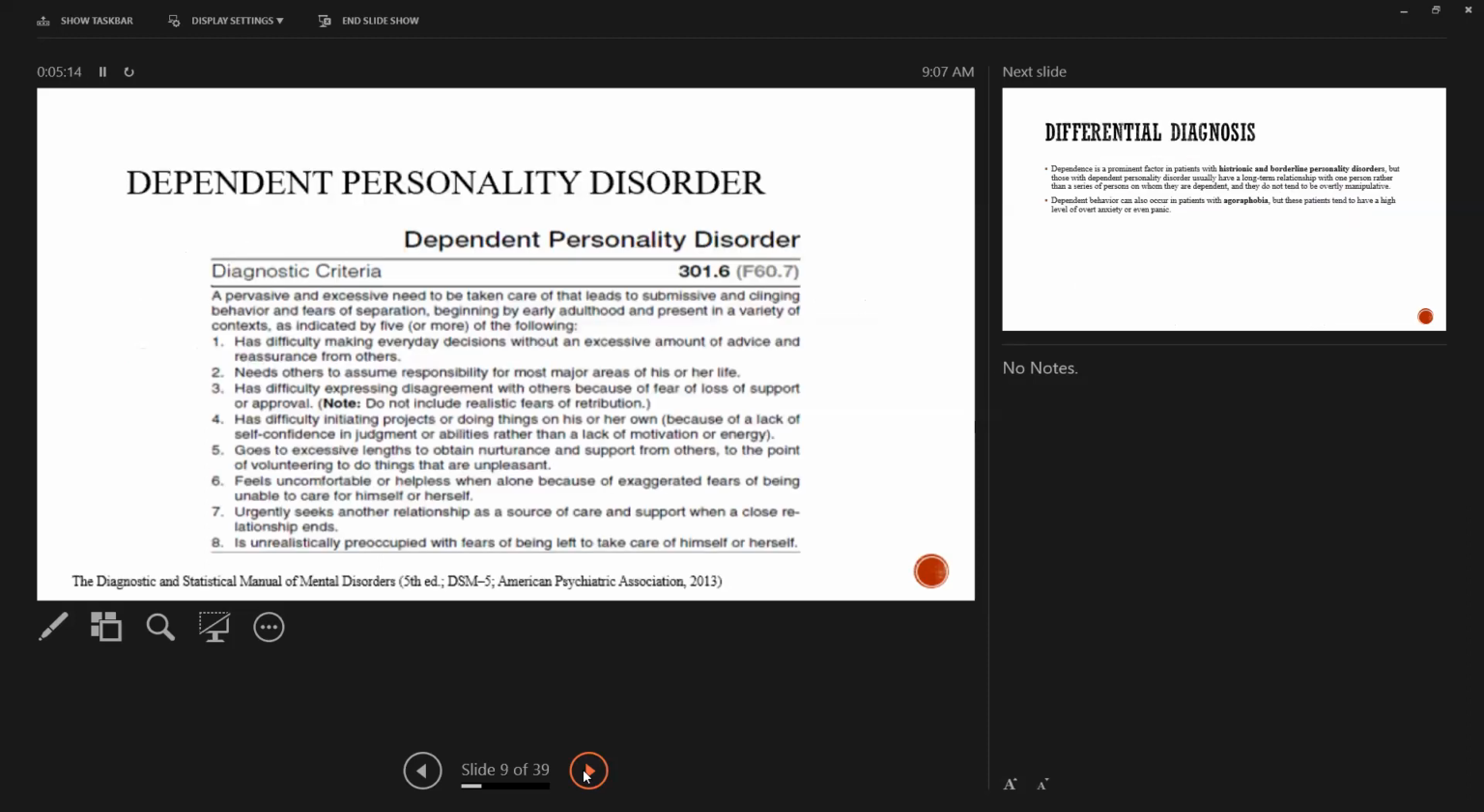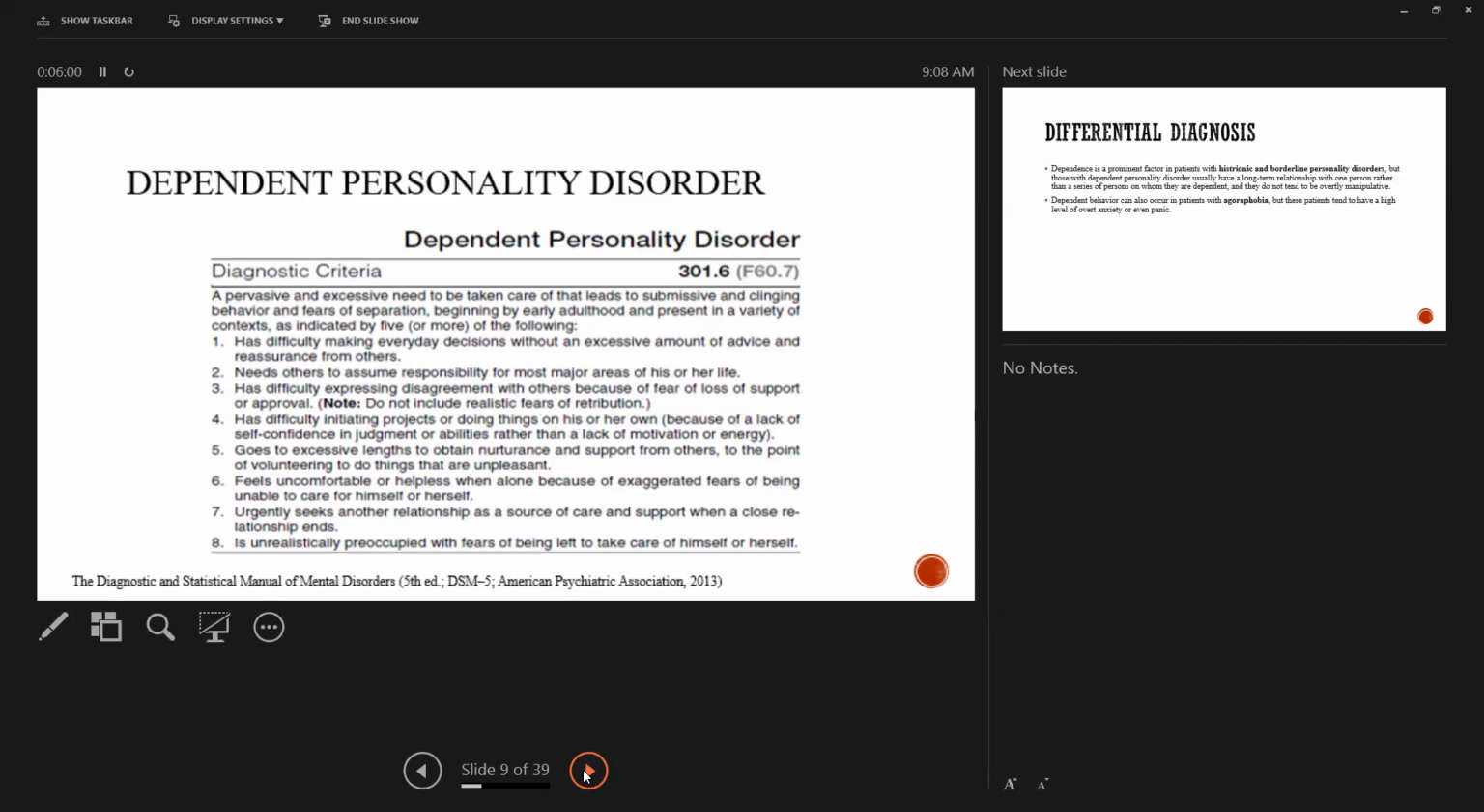The second personality disorder that we are discussing is dependent personality disorder. Now, this patient will have difficulty in making everyday decisions without an excessive amount of advice and reassurance from others. He will usually need some other person to assume responsibility for the major areas. He will also not be able to disagree with others because he will fear that they will leave him. He will have difficulty in initiating projects or doing things on his or her own, and he will go to excessive lengths to obtain support from others, even if those things make him uncomfortable.